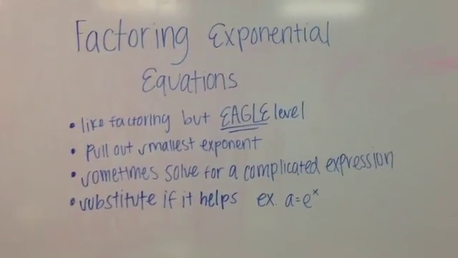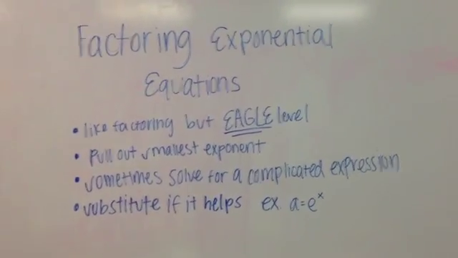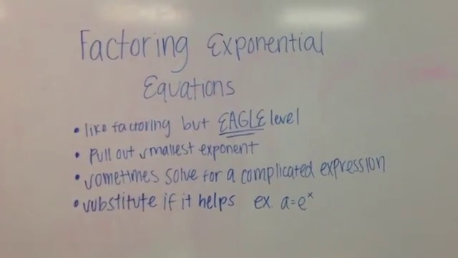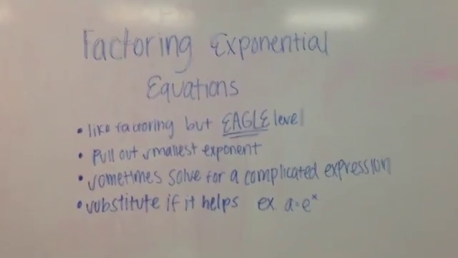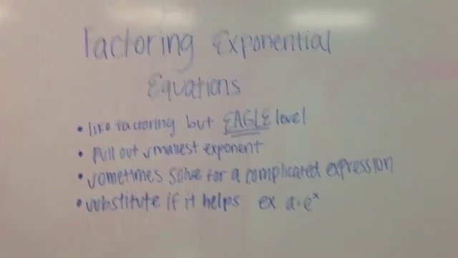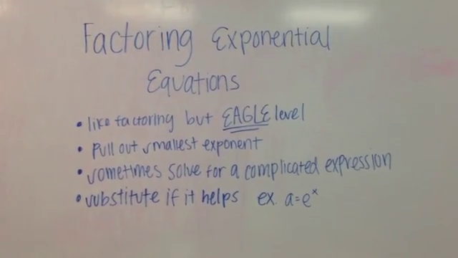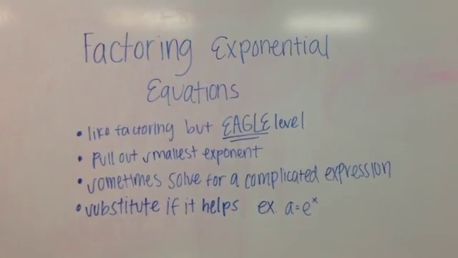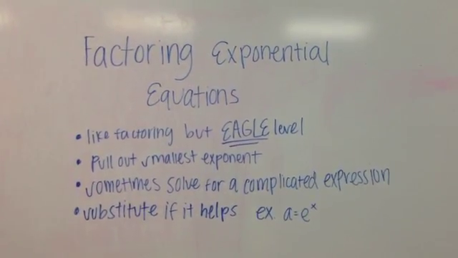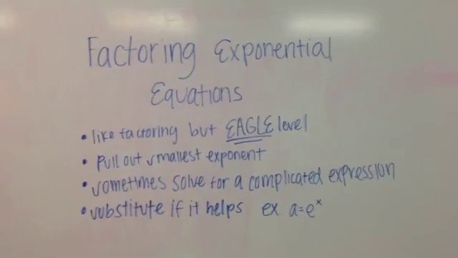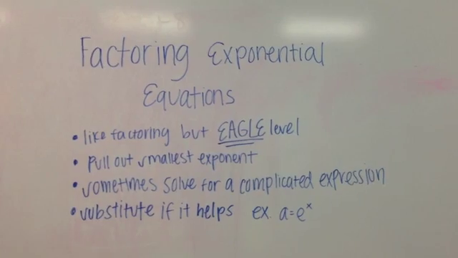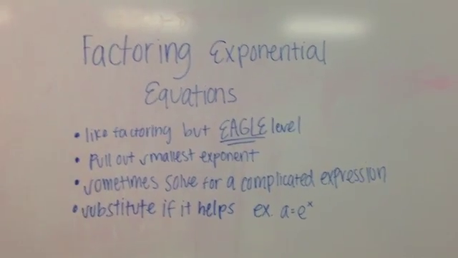Okay, so for an overview of factoring exponential equations, it's just like factoring, but at an extra level with all these crazy exponents and variables. You always pull out the smallest exponent. Sometimes you solve for a complicated expression. It won't just be x plus 2 times x plus 4. It'll be something like square root of log x plus 2 over square root of log x to the 4th.